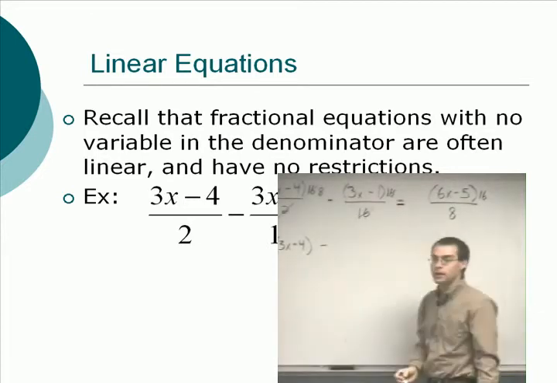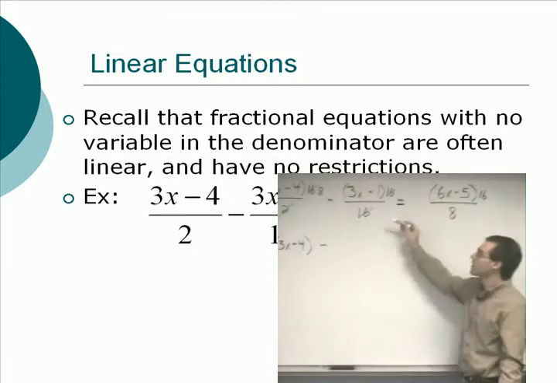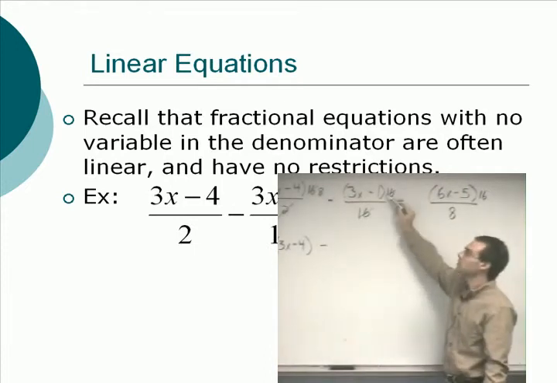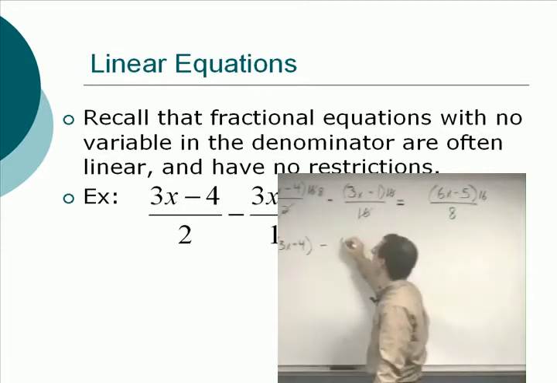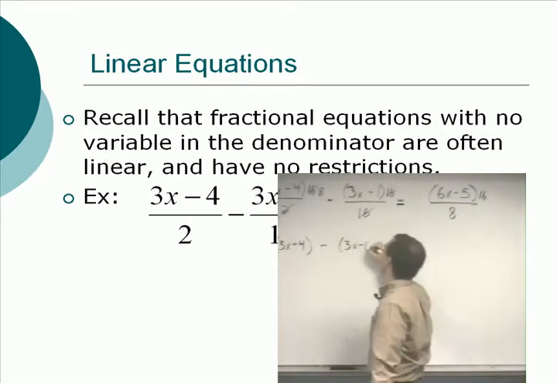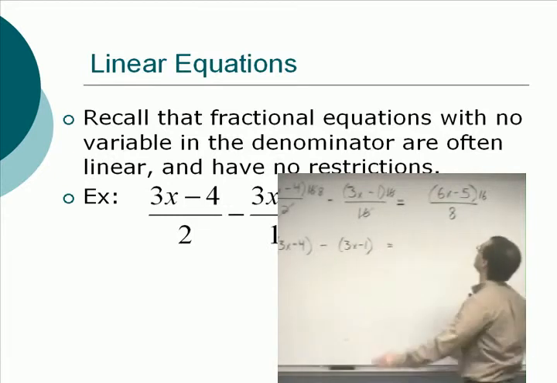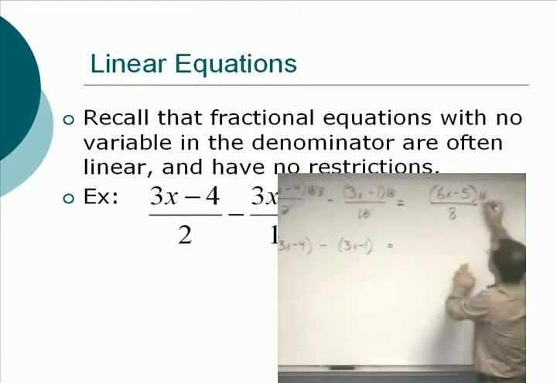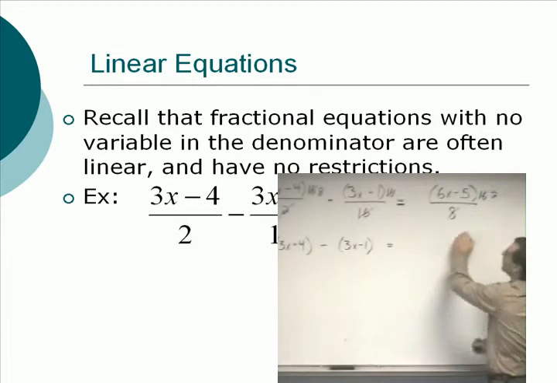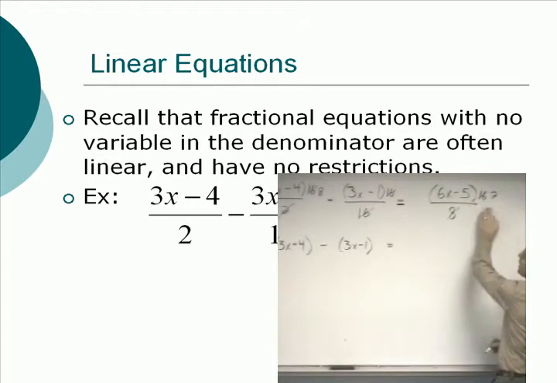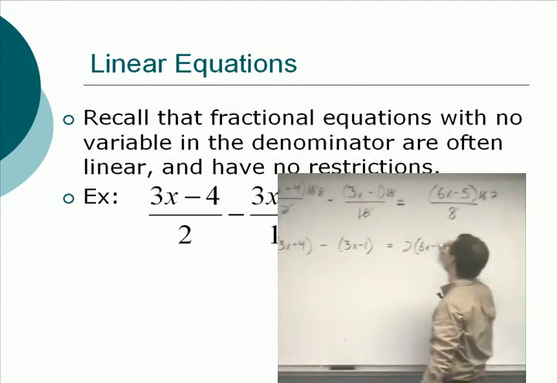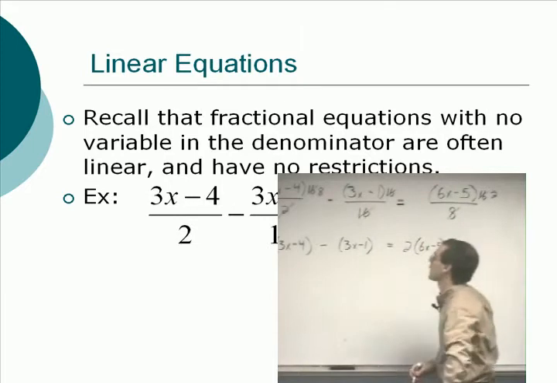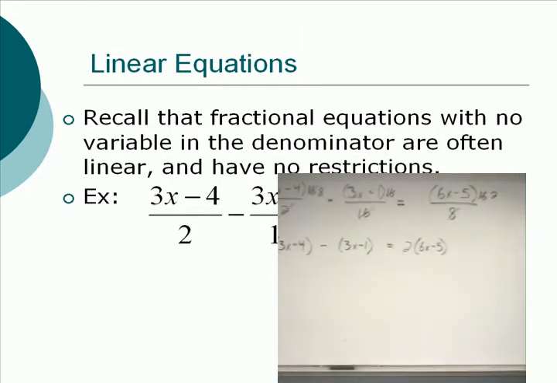they cancel completely. That reflects the fact that if you wanted a denominator of 16, you wouldn't have to multiply the top of this one by anything. You could just leave it as it is. So minus 3x minus 1 equals 16 over 8 is 2. That reflects the fact that we'd have to multiply both the top and bottom by 2 in order to get 16 down here. So that's 2 times 6x minus 5. Okay? So now we have no fractions left.